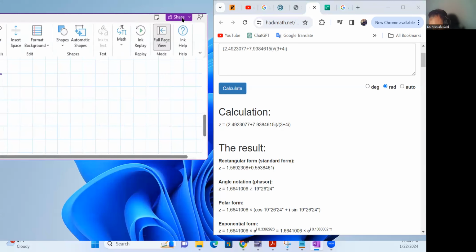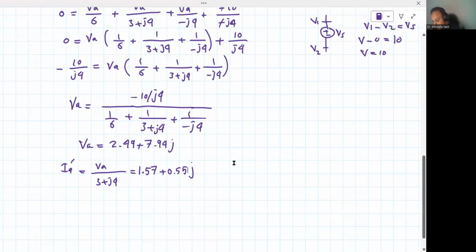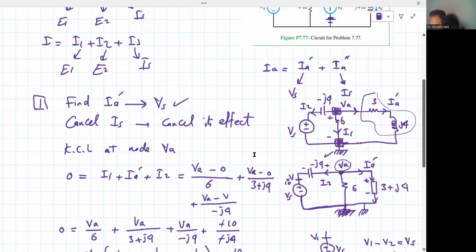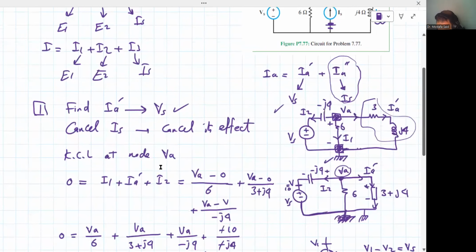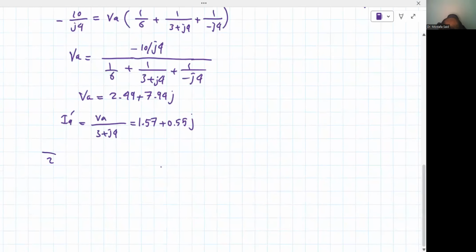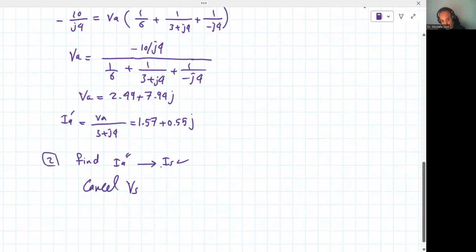Okay, guys. So what we did right now until this moment is to find the contribution due to Vs. Now we should find the contribution due to Is. Number two: find IA double dash, which is due to Is. So we're going to keep Is now and cancel Vs. How to cancel Vs? Cancel its effect.